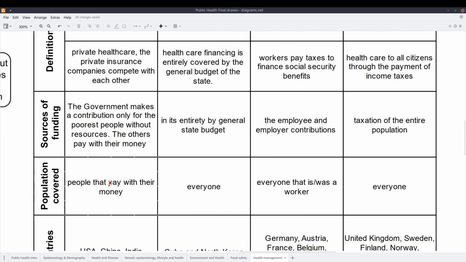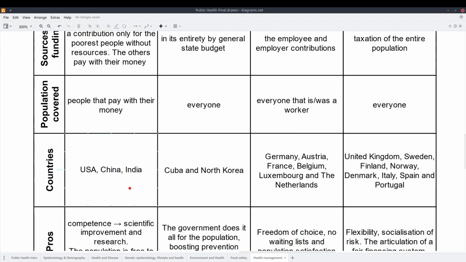Population covered, people that pay with their money indeed. But since the government also helps the other ones, it's basically everyone. Here, absolutely everyone. In the Bismarck, everyone that is or was a worker, so indeed everyone, and in the Beveridge, everyone as well. Countries that use the liberal model: United States of America, China and India.